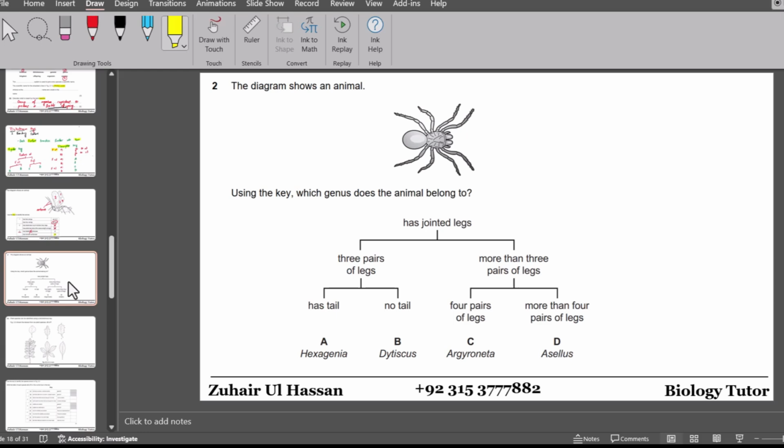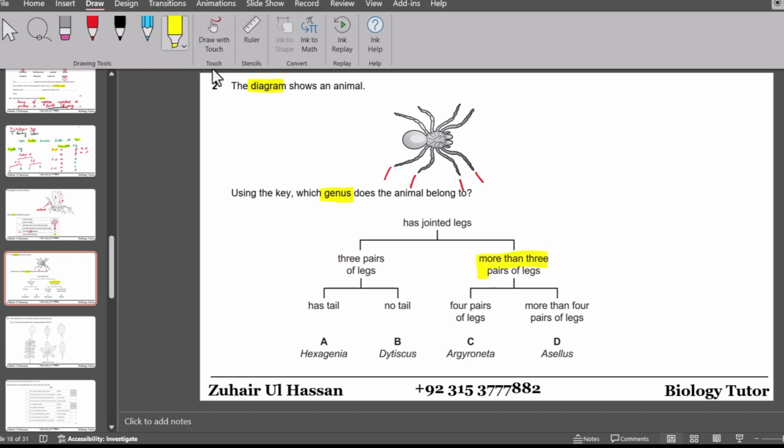Again, in this question, you are provided with the diagram of that animal, and with the help of the key, we have to find out what would be the genus of this particular organism. So it has jointed legs. This is the first feature that is further divided into two more features. It has jointed legs. It has three pair of legs or more than three pair of legs. So for this particular point, we have to talk about the diagram. So it has 1, 2, 3, and then 4. It has more than three pair of the legs.